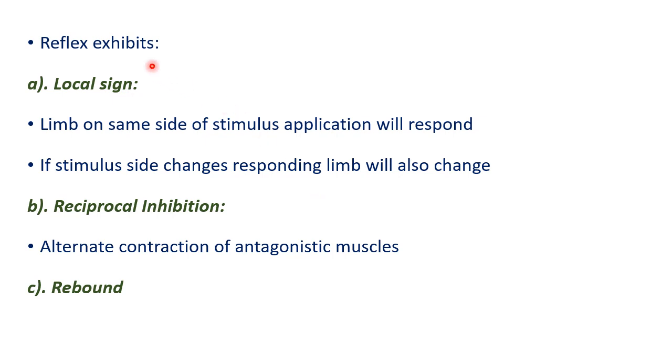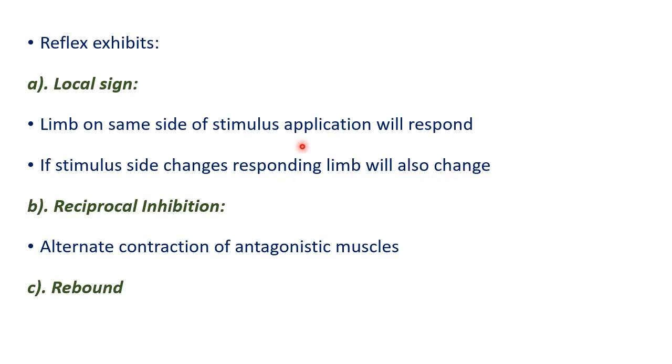A very interesting thing about this reflex is that it exhibits three things: local sign, reciprocal inhibition, and rebound phenomena. What we see in the properties of spinal reflexes. Local sign is that the limb on the same side of stimulus application will respond. So if you give a stimulus on the right side of the body, your right forearm will make scratching movements. But when the stimulus side changes, the responding limb will also change.